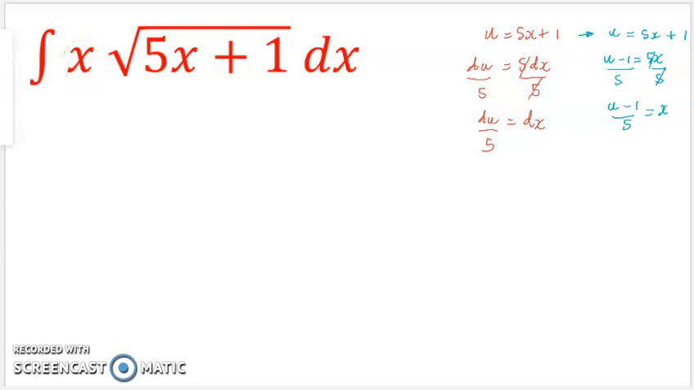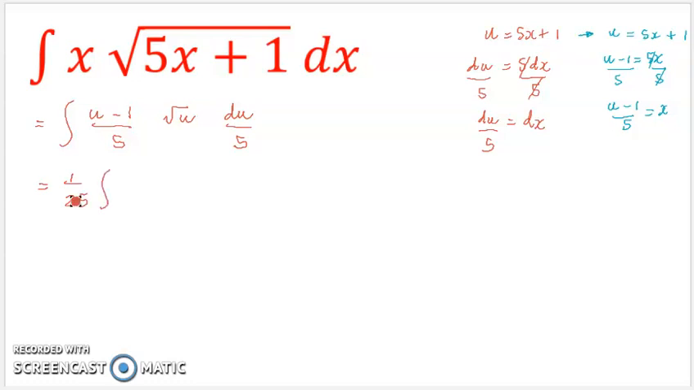So let us now rewrite our problem as (u minus 1) over 5, and this is square root of u, and we have du over 5. So we can just bring the constant in front of the integration symbol. So we have 1 over 25.